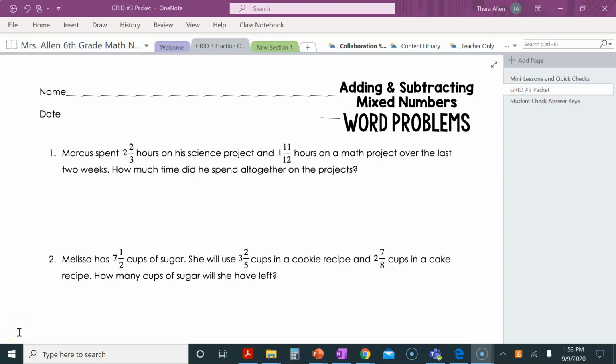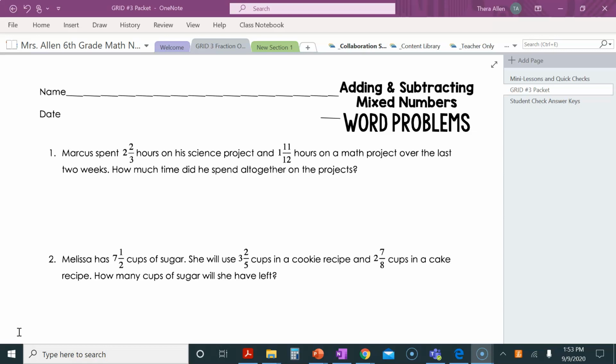We're moving on to adding, subtracting, and multiplying fractions with word problems. We're going to do a couple of adding and subtracting word problems and a couple of multiplying word problems, and then you're going to do some on your own. So let's look at number 1 here.